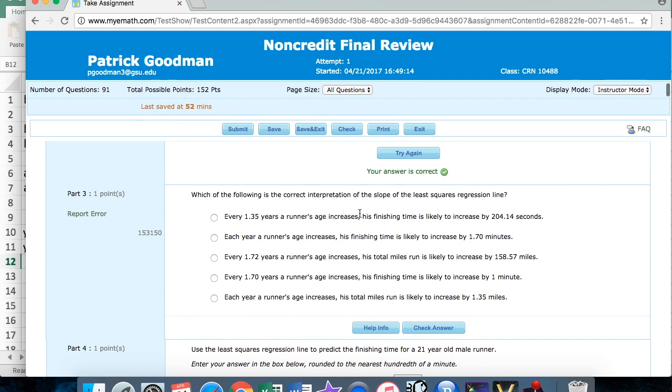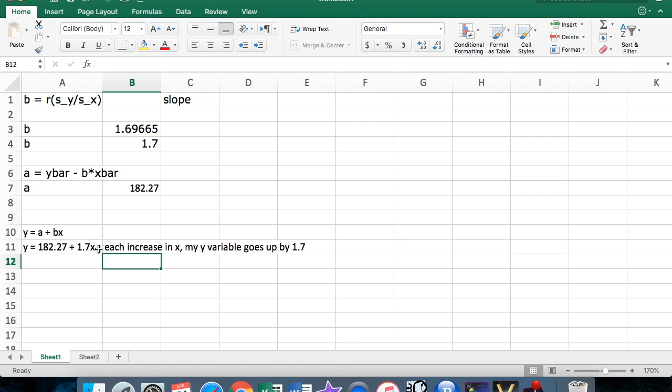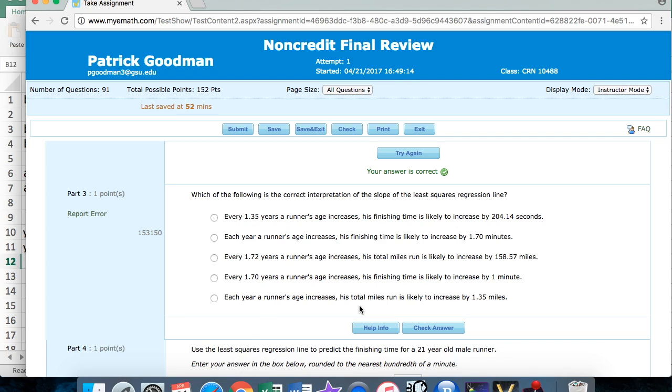Which of the following is the correct interpretation of the slope of the least squares regression line? So don't do the every 1.35 years, or every 1.72 years, or every 1.7 years, because that doesn't make any sense. It's every 1 year it goes up by 1.7, right? So every year a runner's age increases, his finish time is likely to increase by 1.7 minutes, right?